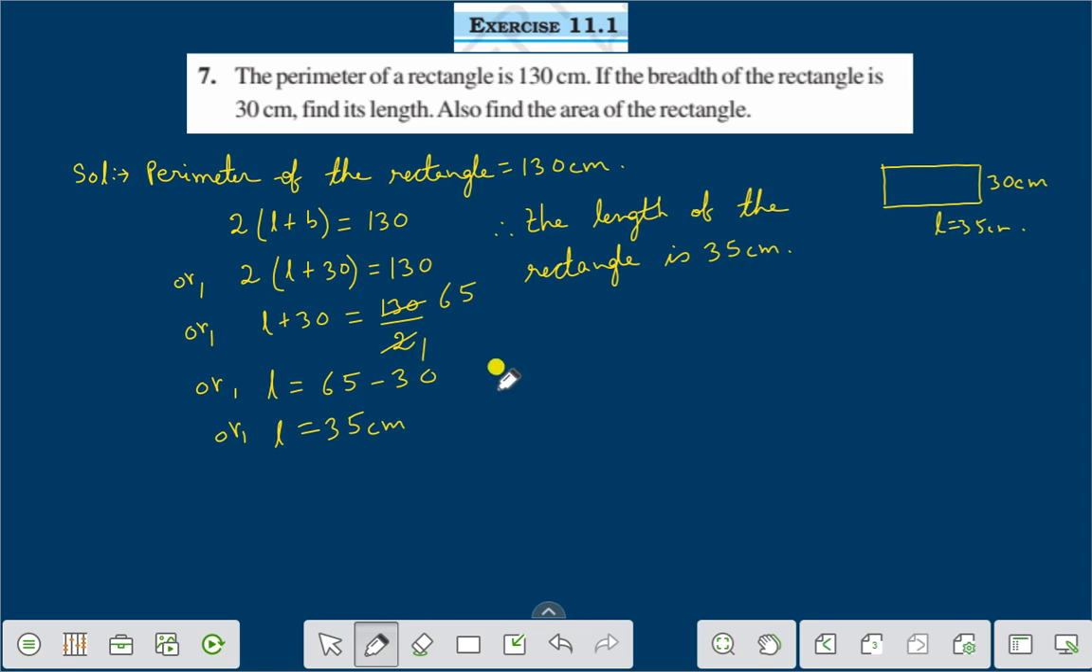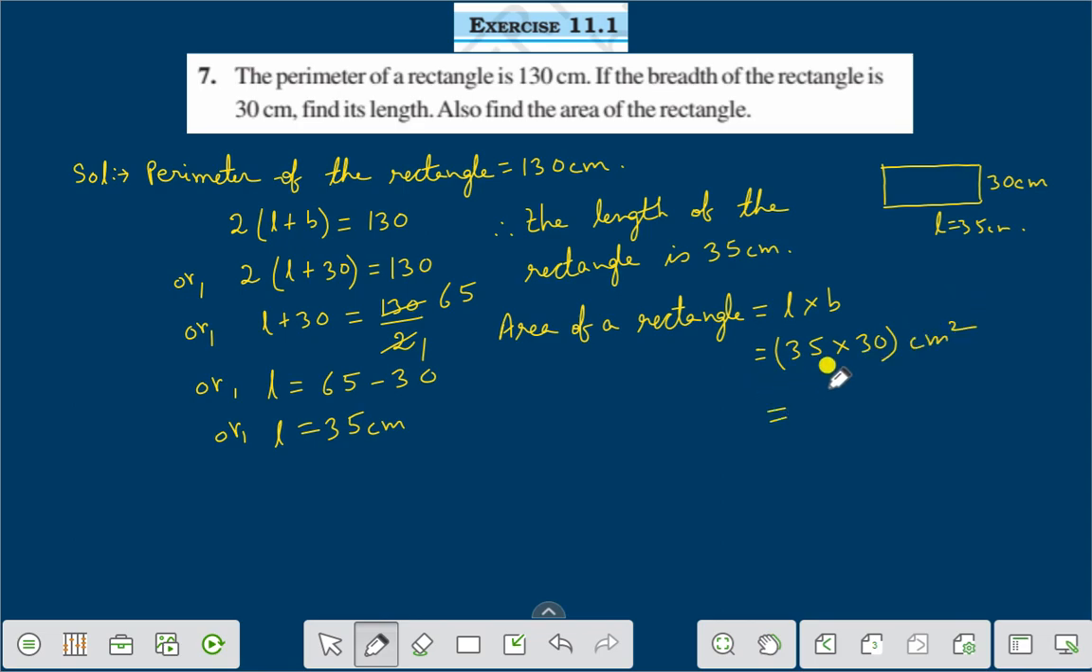Now we'll find the area of the rectangle. We know that area of a rectangle is equal to length into breadth. What is the length? Length is 35 and breadth is 30. And the unit will be centimeter into centimeter, that is centimeter square.